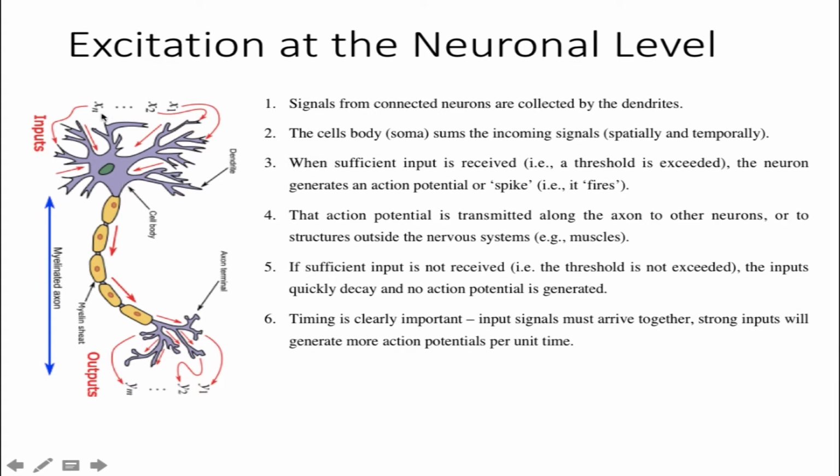But right now, let us consider that there are n number of inputs coming through these dendrites into the soma, which is the cell body. So signals are collected by the neuron from the dendrites. That's the first part. And then the soma works like an integrator. The cell body, soma, sums the incoming signals, both spatially as well as temporally.